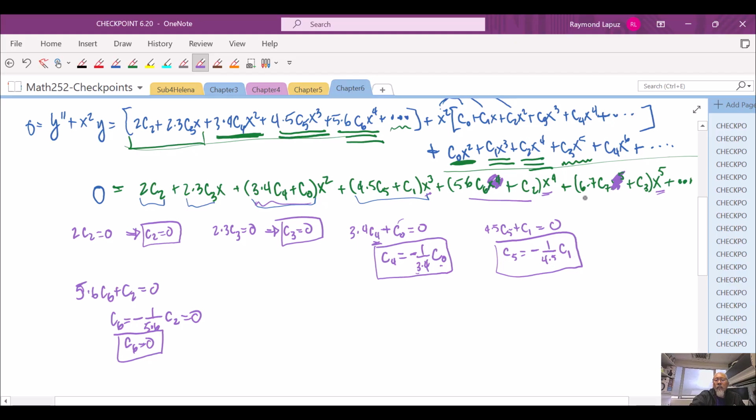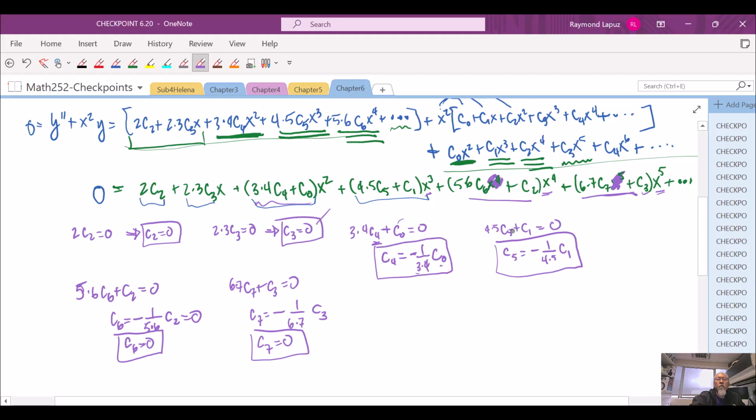And the next term over here is 6 times 7 C sub 7 plus C sub 3 is equal to 0. If I solve for C sub 7 here, this will give me something with a C sub 3 in it. That's negative 1 divided by 6 times 7. But C sub 3 is equal to 0, so C sub 7 must also equal 0.